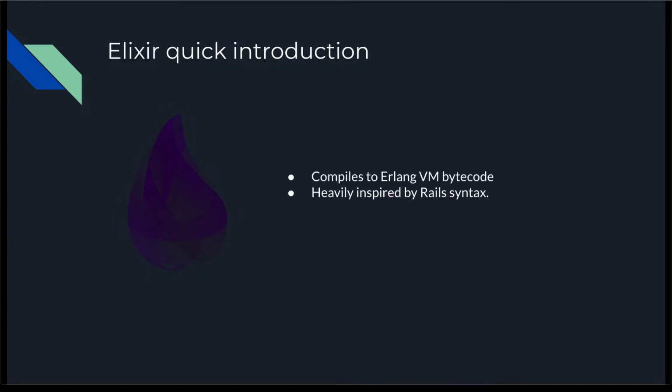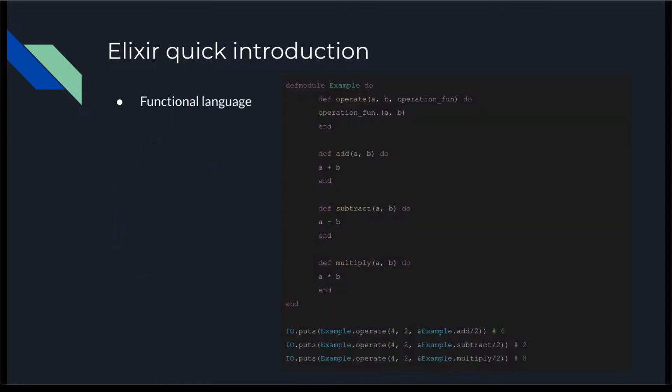It's heavily inspired by Rails syntax. So if you know Rails, you will see that there are many things in Elixir that look exactly like Rails. And of course, because it runs over the Erlang VM, it's fully compatible with all Erlang libraries. And it's a functional programming language, which means it has first-order functions, it has pattern matching, all the cool stuff. This is a small example that you can read correctly.